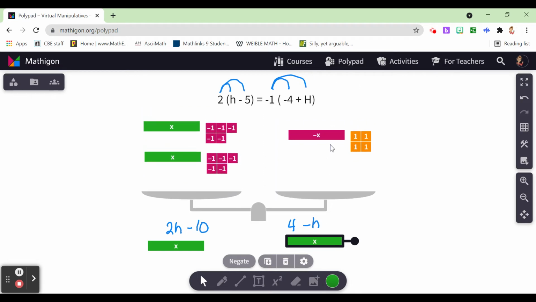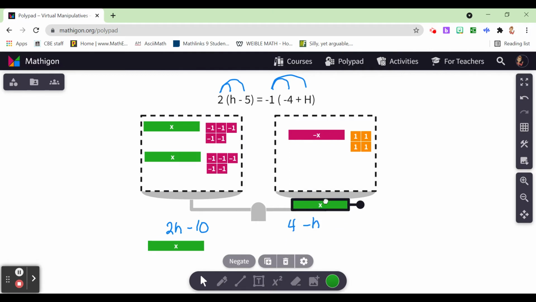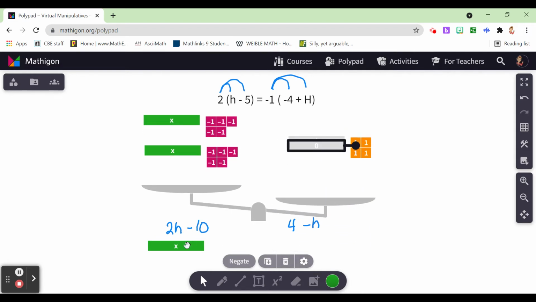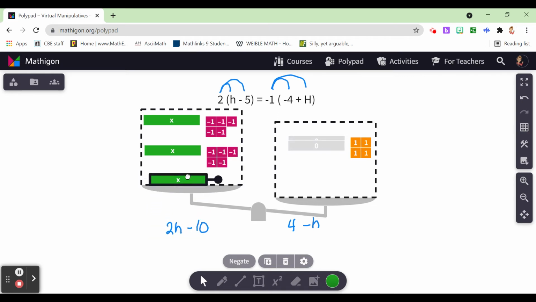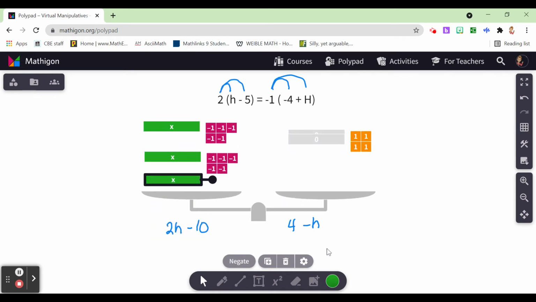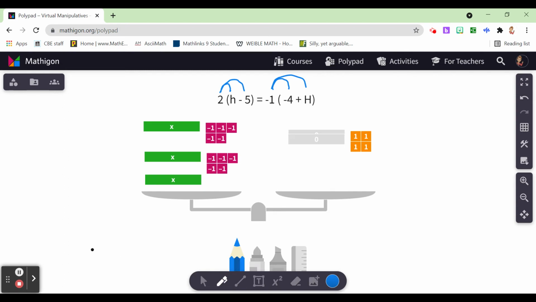Okay, so I'm adding x to both sides. When I add something to one side of this scale, I have to add it to the other in order to keep it balanced. So here, if I add it to just one side, I can see that it's now not balanced. But if I add that same x to the other side, I now can see my balance is kept. Okay, so now I've dealt with my variables. So on this side, I have 3x.